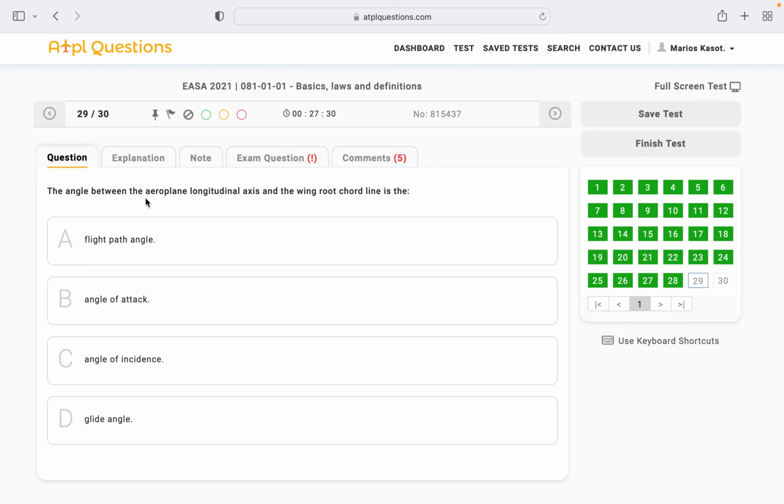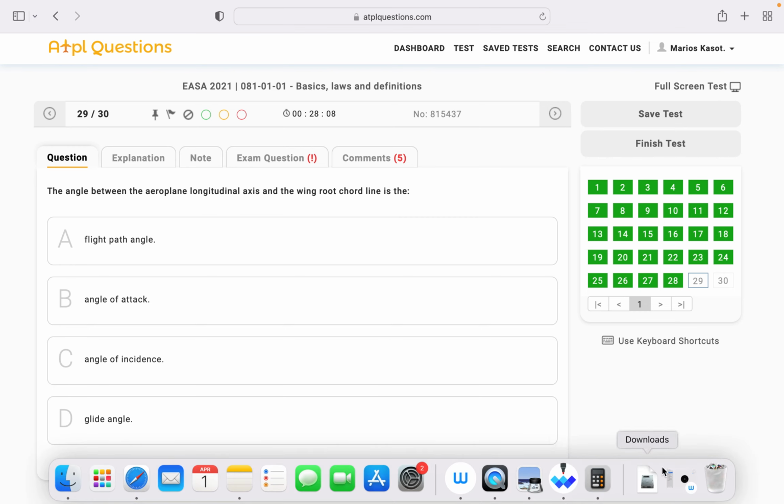The angle between the airplane's longitudinal axis and the wing root chord line is the flight path angle, angle of attack, angle of incidence, or glide angle? Of course, we are talking about the rigging angle, because when we are at the root, it's called rigging angle. But at this point, rigging angle is the same as angle of incidence. Let me show you what I'm talking about. And this is also called washin.